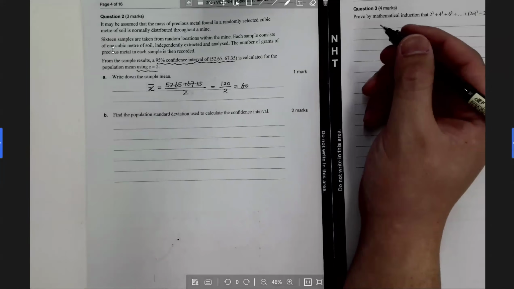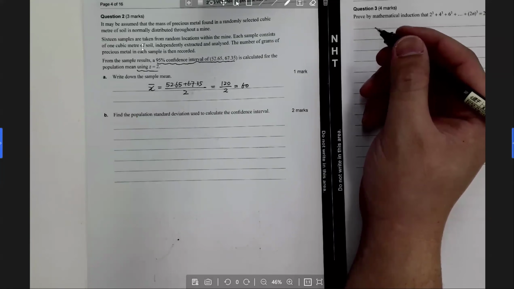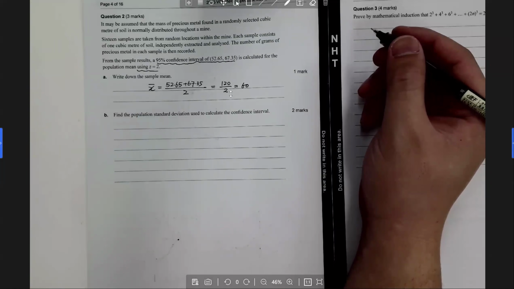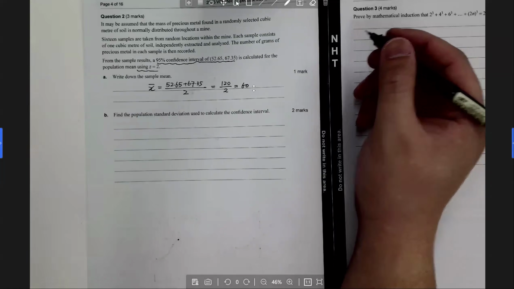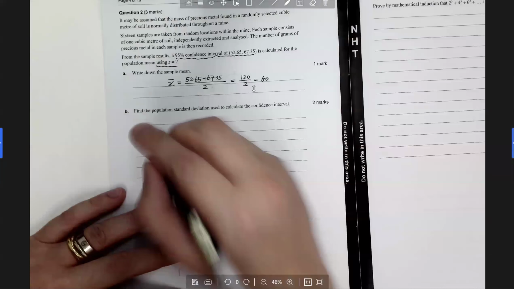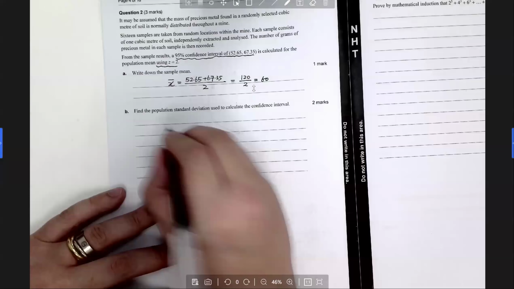And this is talking about the sample mean. So sample mean of what? Okay, so it's the mass of the precious metal in a selected cubic meter of soil. Actually, the unit shouldn't be meter cube, so just leave out the cubic, okay? Per cubic meter. Find the population standard deviation used to calculate the confidence interval.